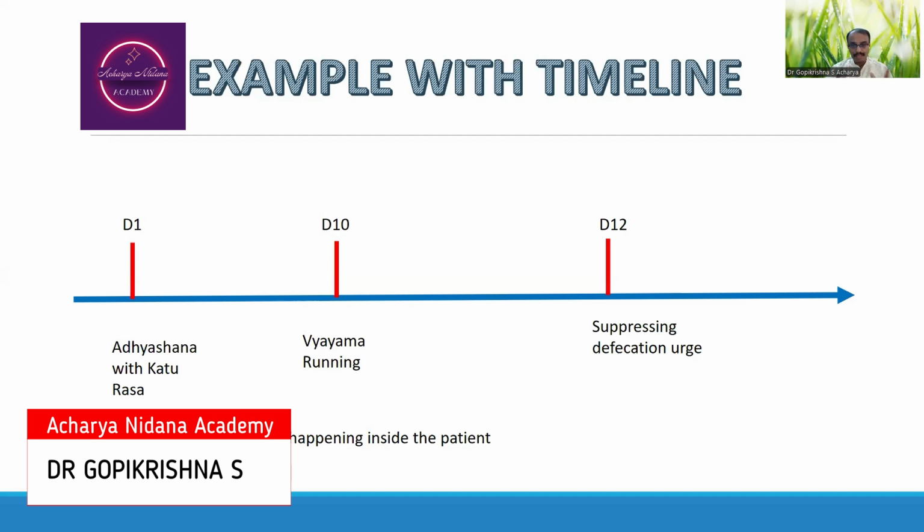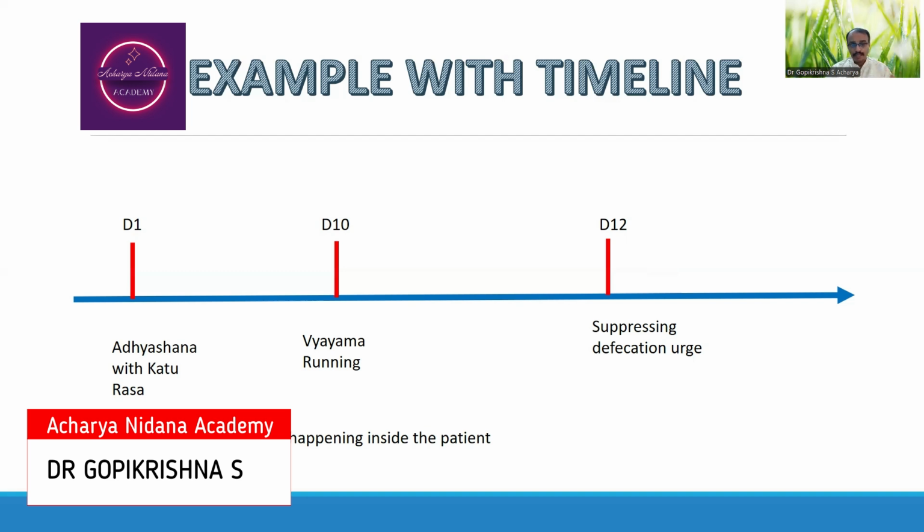Suppose the person is having the history of 12 days. On day 1, he is having Ahara with Katurasa substances intake. So that means there is a possibility of either Pitta dosha or Vata dosha increase in the body. So he is consuming that particular Katurasa continuously for 9 days. Then we are going to say there is a possibility of the Pitta dosha as well as Vata dosha increase in the body.